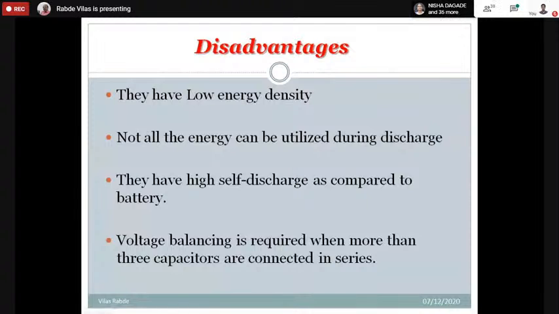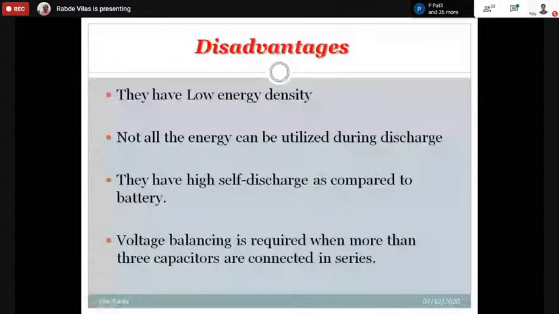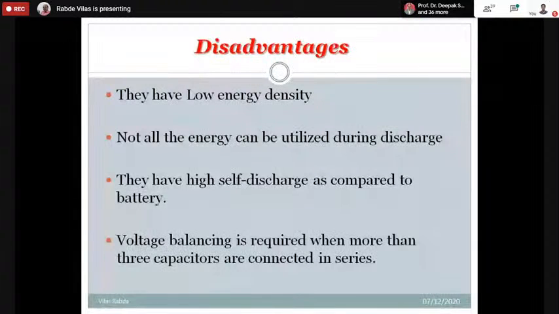limit. Voltage balancing is required because they are available in lower voltage range. So you have to connect two or three capacitors in series and parallel. So everywhere you have to do the balancing. And there are two types of balancing. One is active balancing and second is passive balancing.